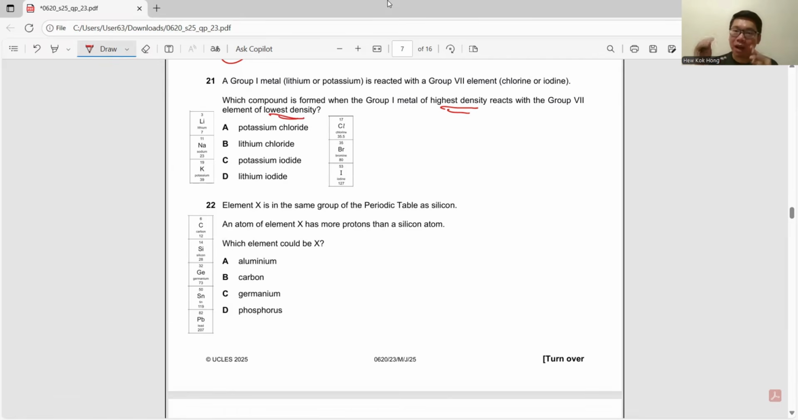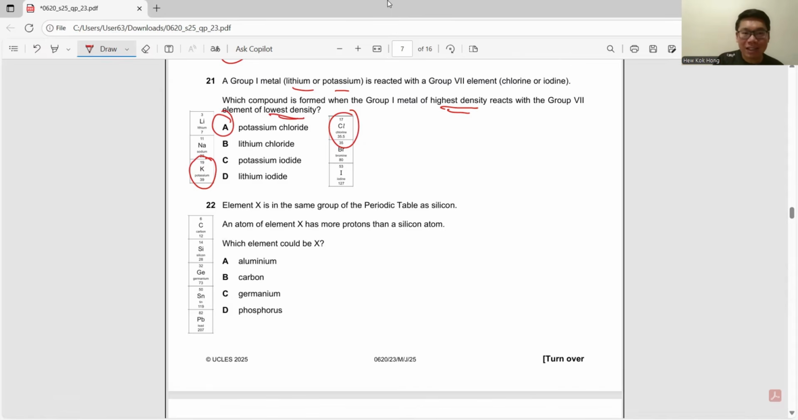So we know no matter if it's group 1 or group 7, the density will go higher and higher when going down the group. So the group 1 metal with the highest density is potassium and the group 7 element with the lowest density is chlorine. So that's why they will form potassium chloride. We just refer back to the periodic table if you do not remember which one is lower.